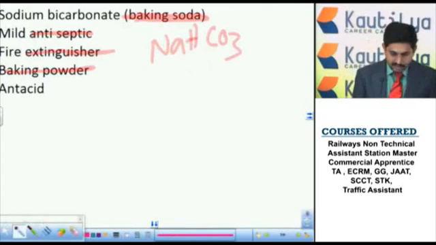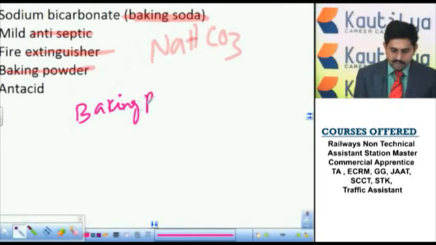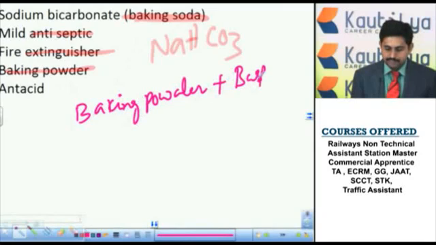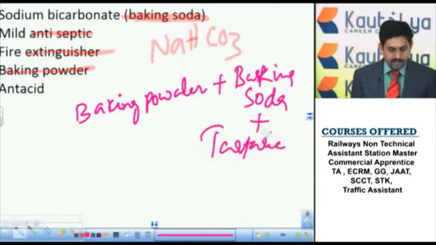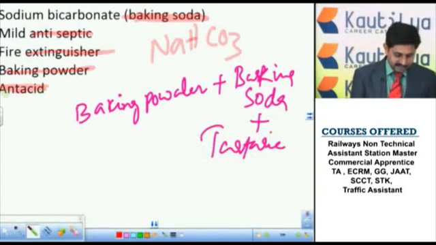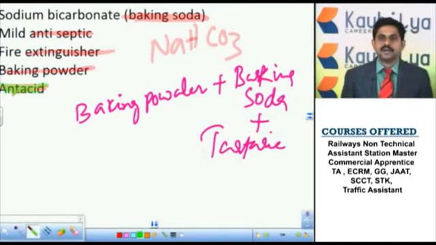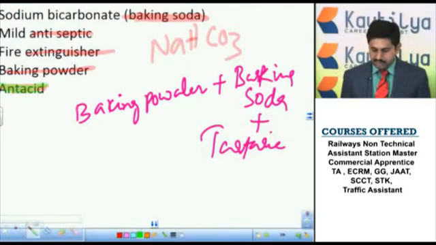Already we have discussed this one. Baking powder is nothing but baking soda plus tartaric acid. Okay, it is used as an antacid. Antacid means it is used to reduce the gastric content in our body. In our body, if you overeat or eat some spicy food, gases are released in our body. So to reduce this, we can take baking soda, which is available in our daily life in our home.